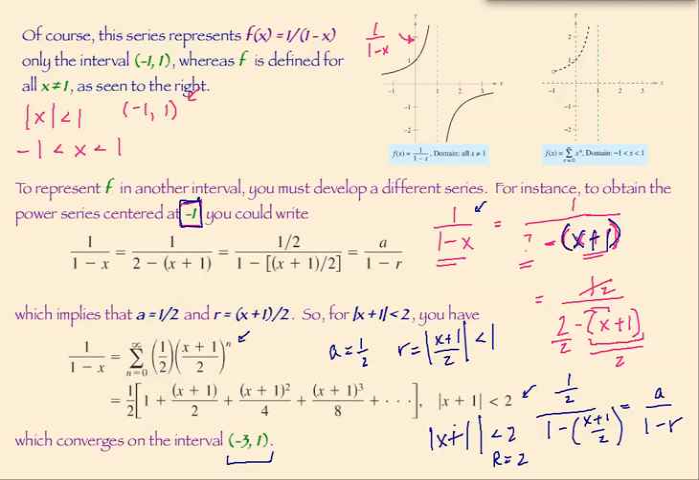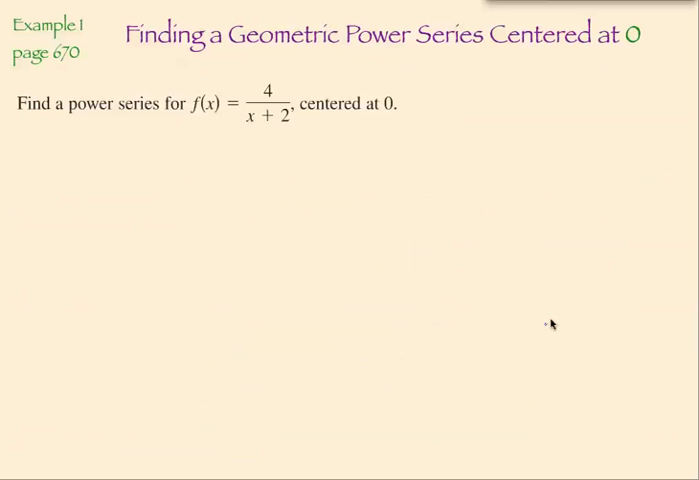So now let's do this. I was just showing you on this example how all this happened. Let's make it happen for one that we don't already see the answer to. Let's find a power series for 4 over x plus 2 centered at 0. Notice it doesn't say the word geometric anywhere, but this looks a lot like our old friend 1 over 1 minus x. I bet I can make this happen.